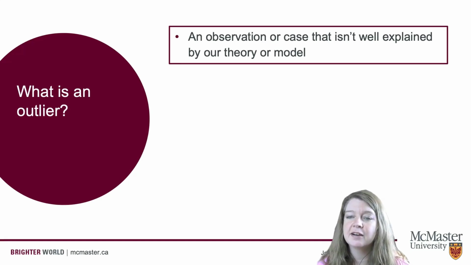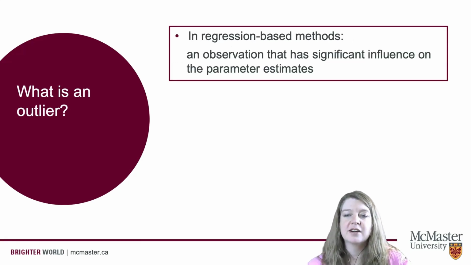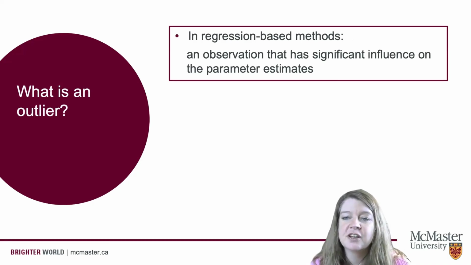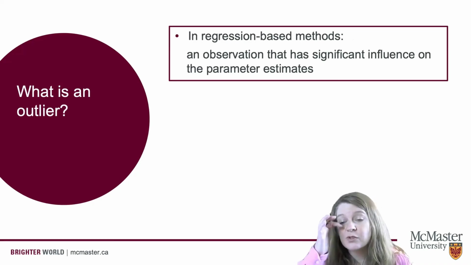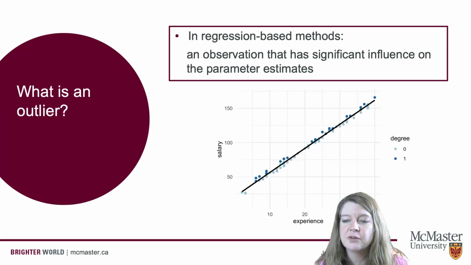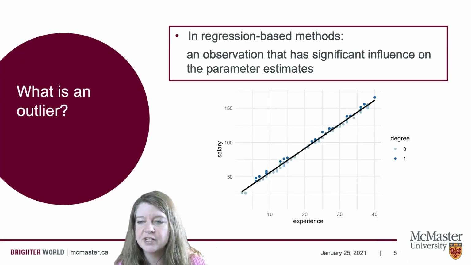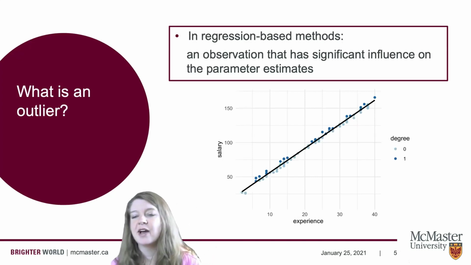And in regression analysis and regression-based methods, we have a more technical definition, which is that an outlier is some sort of observation that has influence on the parameter estimates, meaning it changes our findings in some way. It skews our results. It makes our results be something other than they would be if that outlier weren't included in our sample.